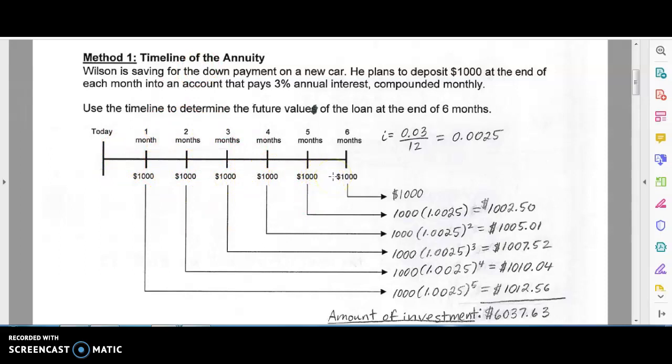Okay, so let's look at the question here first. Wilson is saving for the down payment on a new car. He plans to deposit $1,000 at the end of each month into an account that pays 3% annual interest. Annual means per year, and it's compounded monthly. So first off, what makes this an annuity is it's the same payment, an equal payment of $1,000, and it's at the same frequency or regular intervals, which in this case means every month. And it earns compound interest, and the question tells us compounded monthly.